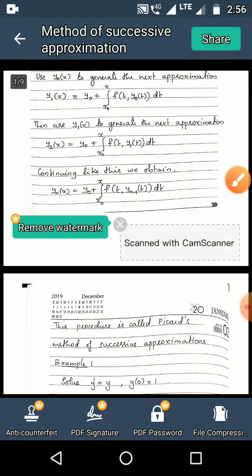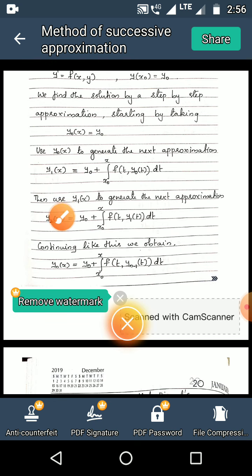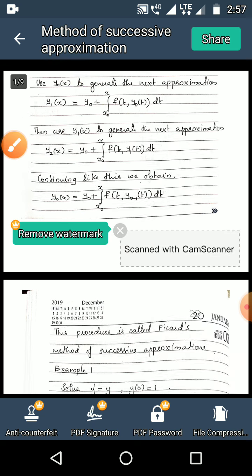You have to study this y naught of x, y1 of x, and in general yn of x. y naught of x is defined as y naught always, and y1 of x, y2 of x can be obtained by giving n is equal to 1, 2, etc. in the formula of yn of x. So you have to study this yn of x, and by putting n is equal to 1, 2, etc., we can obtain y1 of x, y2 of x, etc. And the initial approximation also, you must know: y naught of x is given as y naught always.